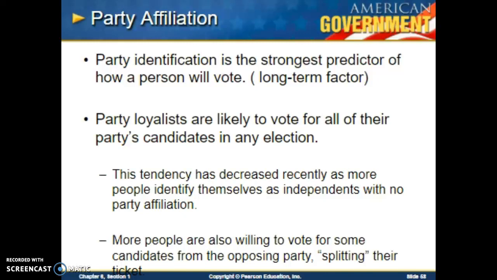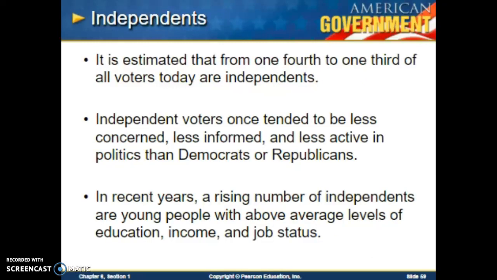Straight ticket voting. This is the practice of voting for candidates of only one party in an election. So you vote all Democratic or you vote all Republican. Split ticket. This is the practice of voting for candidates of more than one party in an election, and it's very common today. So this would be that you vote for some Republican candidates and then some Democratic candidates. Independents. It is estimated that from 1/4 to 1/3 of all voters today are independents. Independent voters also tended to be less concerned, less informed, and less active in politics than Democrats or Republicans. In recent years, a rising number of independents are young people with above average levels of education, income, and job status.